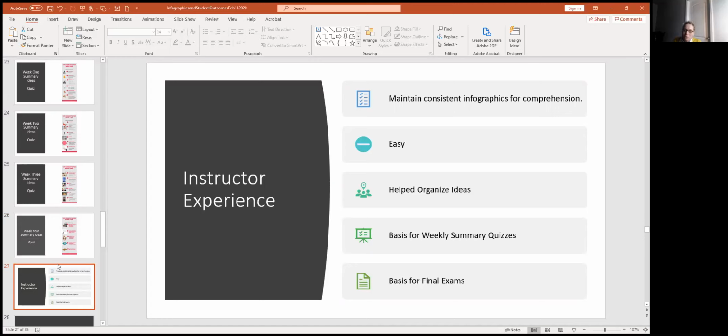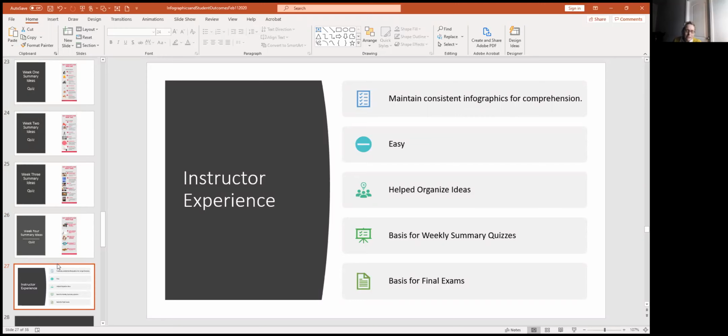My experience was that maintaining these consistent infographics helped with comprehension for my students. I could see that the student questions each week generally centered around one of these topics. They were not off topic. To create the infographic was very easy. This was not a challenging tool for me to learn to use. It helped organize ideas not only for my students, it helped organize the ideas for me.